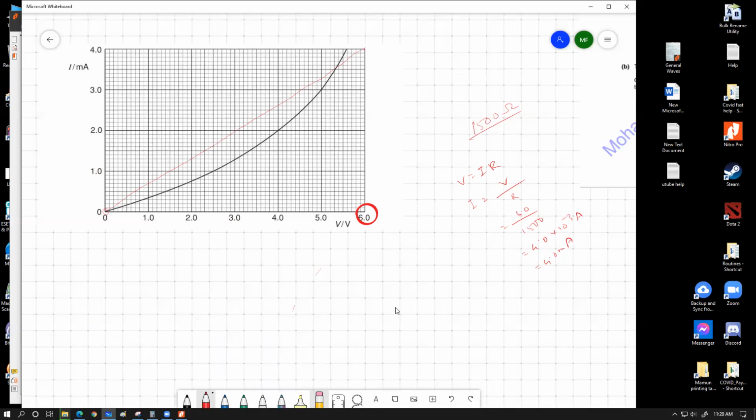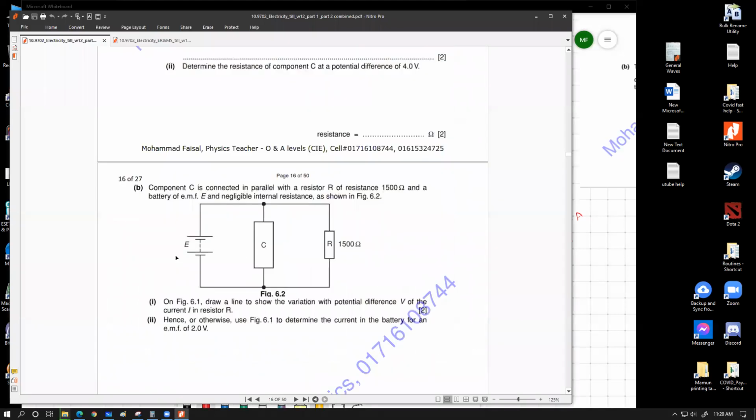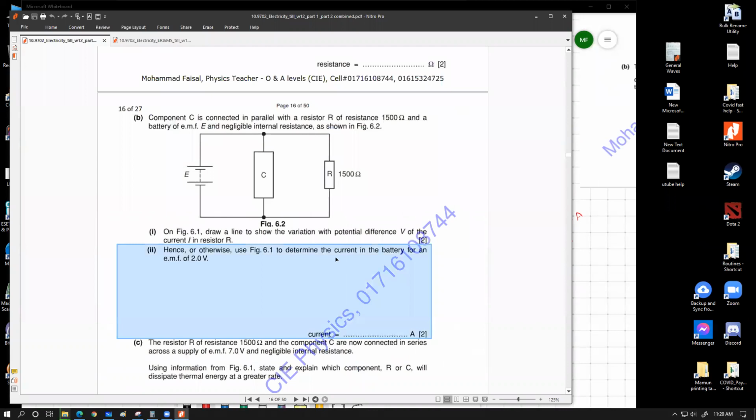This is supposed to be a straight line. You can draw it with your ruler, and you should draw it with your ruler, and this is the straight line that you have. And then comes the interesting part of the remaining question. It says, hence or otherwise use figure 6.1 to determine the current in the battery for an EMF of 2 volt. Now have a look.